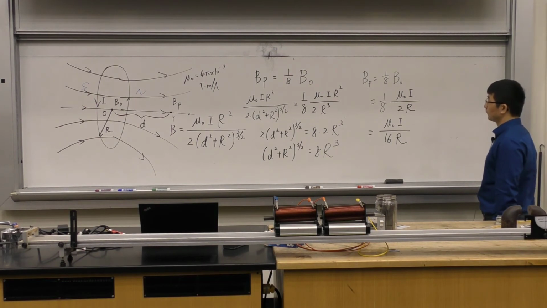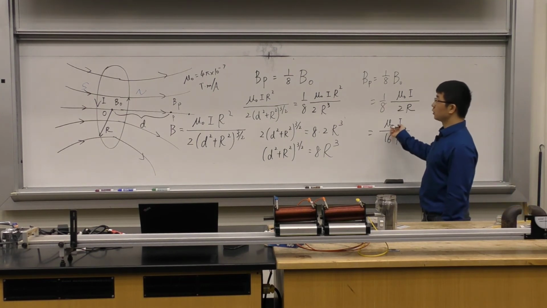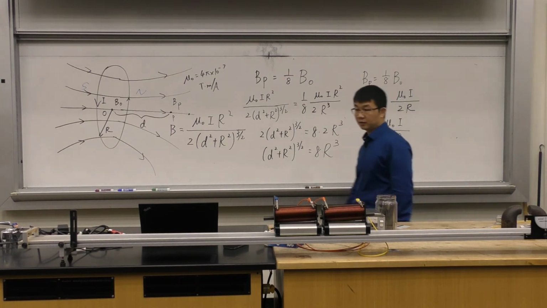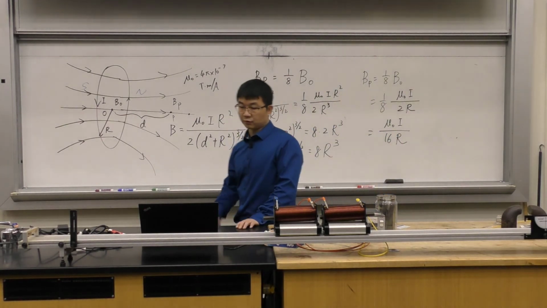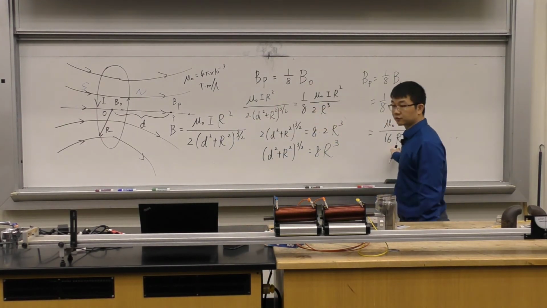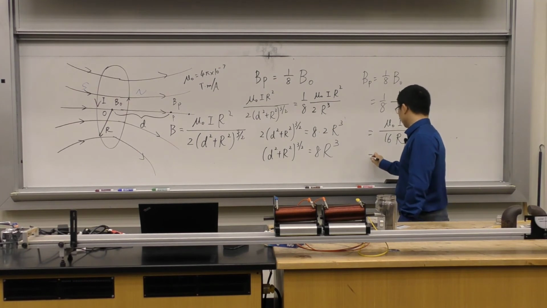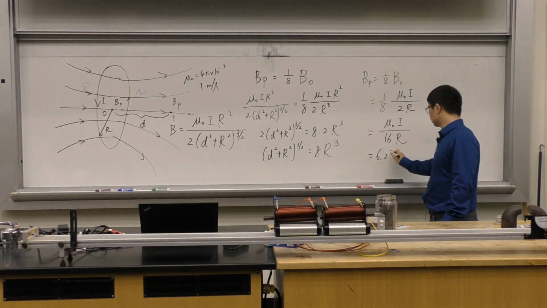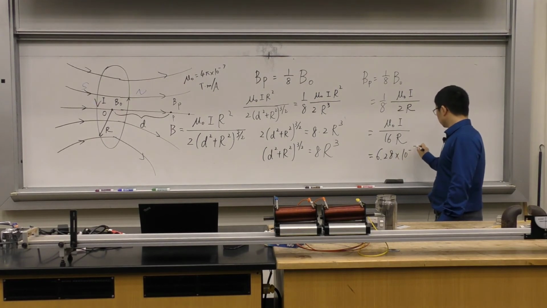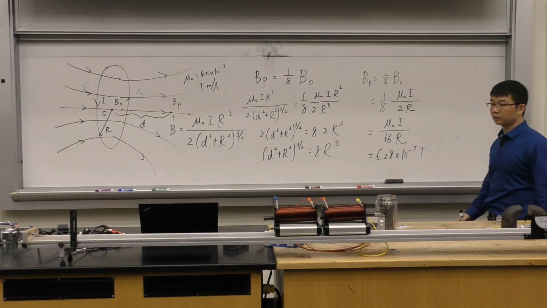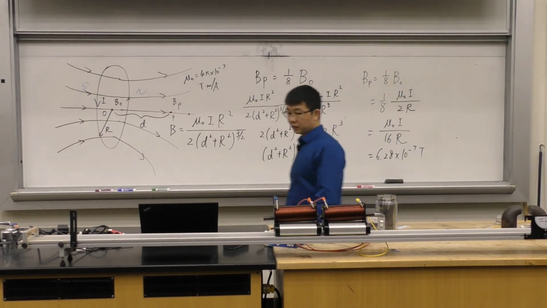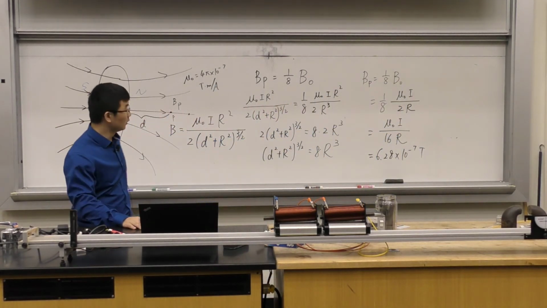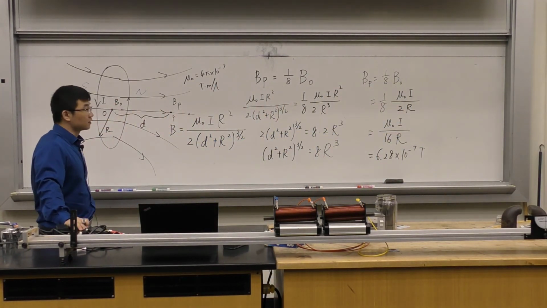So you just put numbers in. Mu naught is given. I is 4 amp. The radius is 0.5. You put all the numbers in, you will get a very small number, on the order of 10 to the negative 7th. All right, so we just practiced this theory.